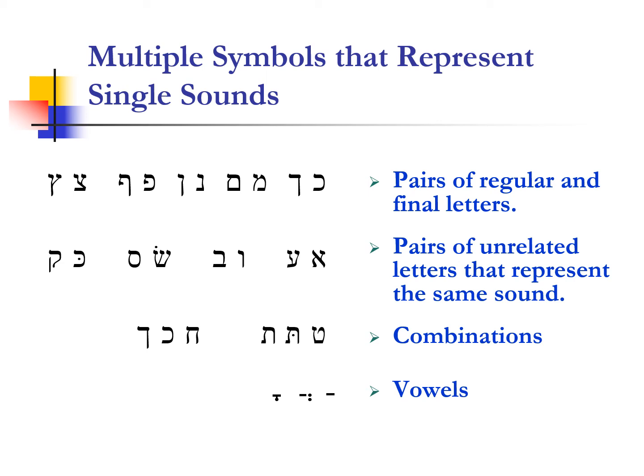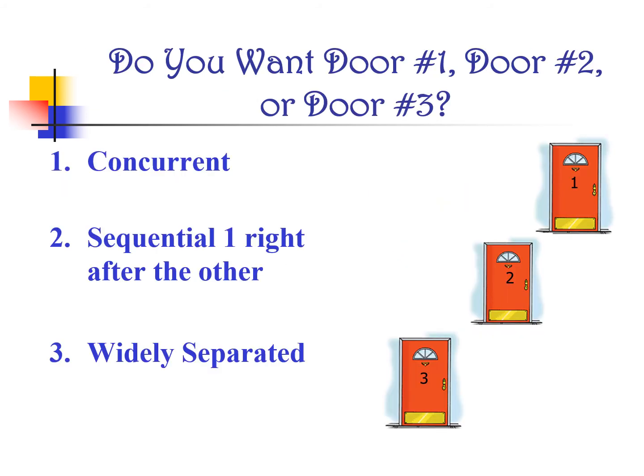And finally, there are combinations. So Chet, Chaf, and final Chaf basically represent the same sound. Tet, Taf, and Taf represent the same sound, as do the vowels, right? We have Patach, Chataf Patach, and Kamatz, Kamatz Gadol. They all represent the same sound. So again, I ask, when you have multiple symbols that represent a single sound, should they be taught concurrently? Should they be taught one right after the other? Or should they be widely separated? Take again a couple of seconds to think of what your answer to this is.